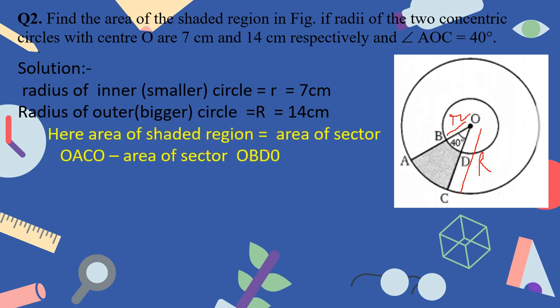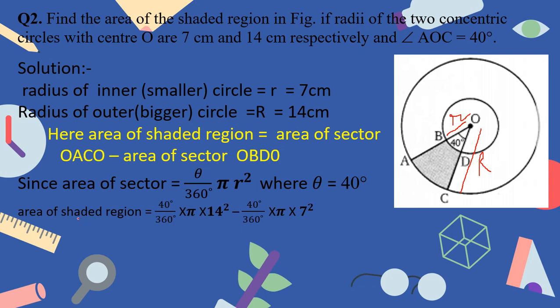Area of shaded region is area of sector OACO minus area of sector OBDO, and we know that the area of the sector is theta upon 360 into pi r square, where the given central angle is 40 degree. So put the value 40 degree. So area of the shaded region is equals to 40 degree upon 360 degree into pi capital R square minus 40 upon 360 degree pi into small r square.